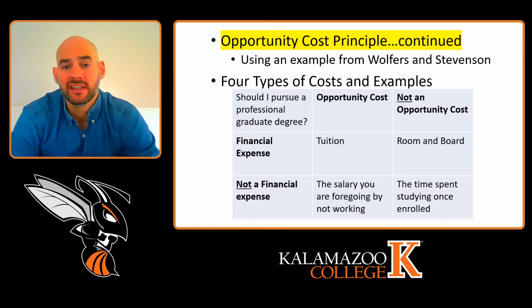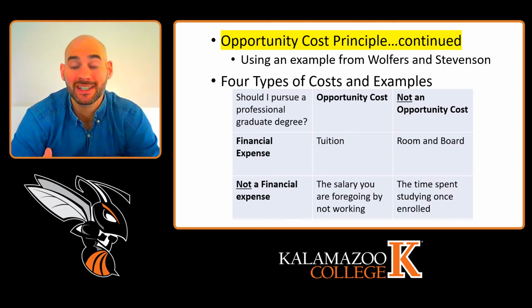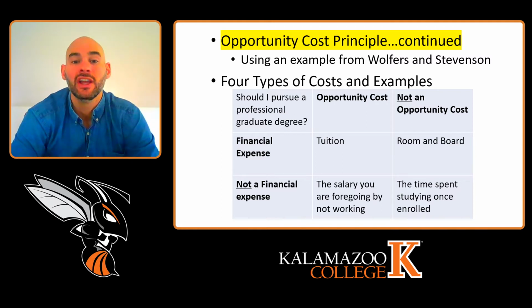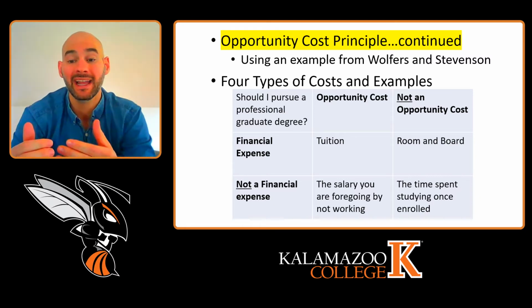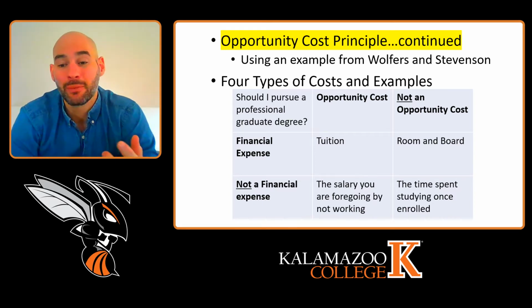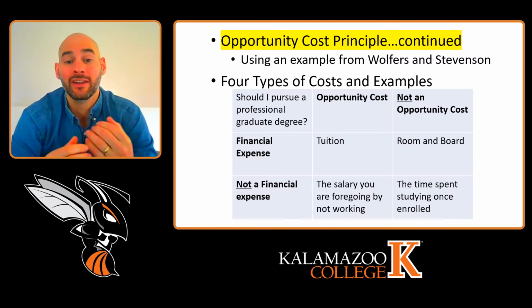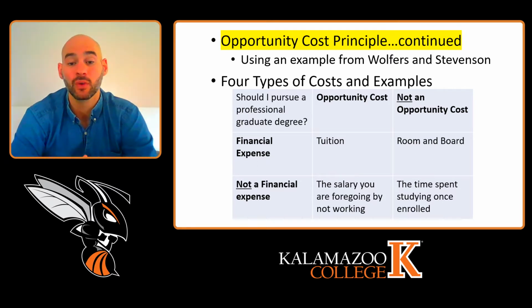So the example that they use is thinking about the decision about whether to pursue a graduate degree. And remember here, a way to remind yourself of the opportunity cost of pursuing a professional graduate degree is saying, should I pursue a professional graduate degree, or should I continue to work my current job? And so a quick point I would like to make about the decision about whether to pursue a professional graduate degree is that most professional graduate degrees come with a considerable financial expense.